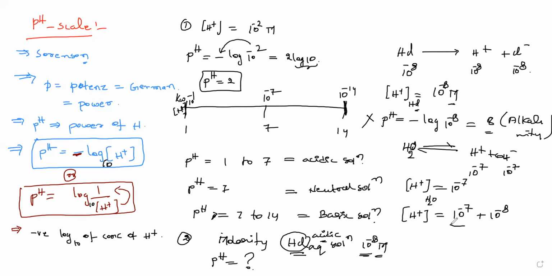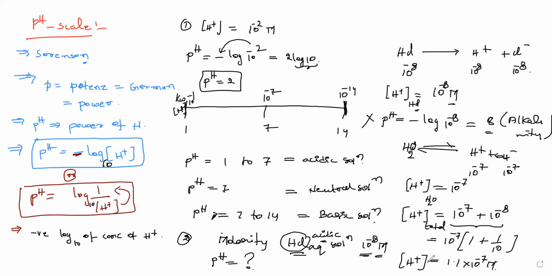We should compulsorily add these two values. This is the total concentration of H plus. Now we should substitute. Before that, take the common of minus 7. Then this is a 1, and this is the minus 1, meaning 1 by 10, which is 0.1. That's why 1.1 into 10 to the power of minus 7 moles per liter is the concentration of H plus.